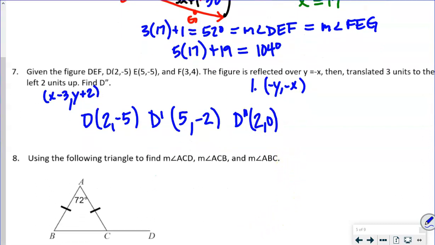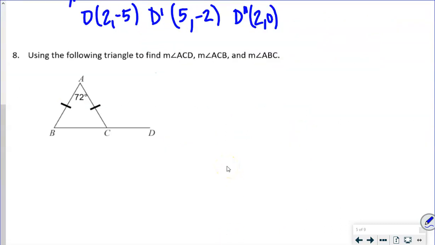The next one says using the following triangle to find the value of the measure of ACD, ACB, and ABC. So if you recall, because we have an isosceles triangle here, our base angles at B and at C are congruent, right? So because they're congruent, we're going to take our 180, because all of those added together should equal 180. We're going to subtract from that 72. Okay, and that's going to give us 108. And then we're going to take that 108, because these two base angles are the same, we're going to divide it by 2. That's going to give us 54.